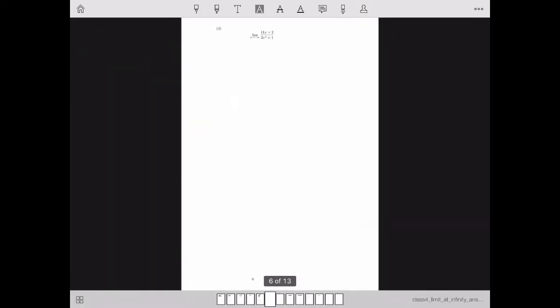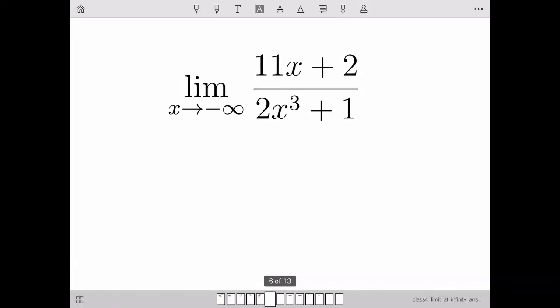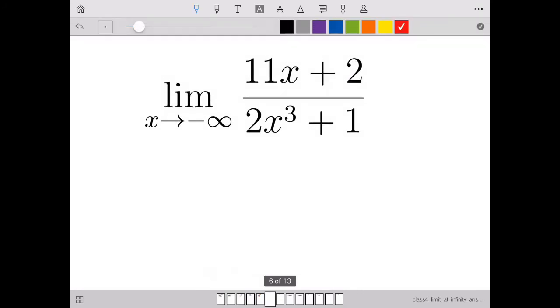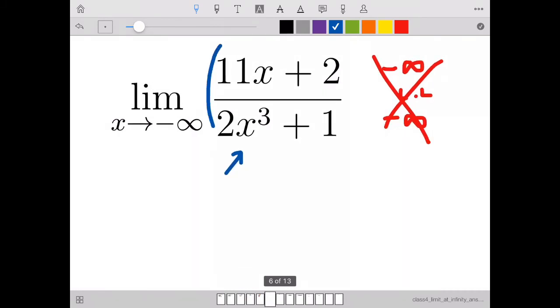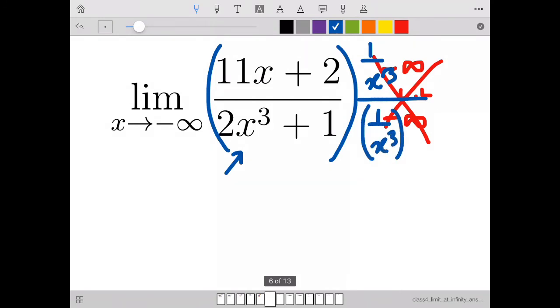Next. So as it is, the numerator approaches minus infinity, denominator approaches minus infinity, so you cannot use limit law as it is, right? So divide by highest power. What's the highest power? Yes, x cubed is the highest power. So divide top and bottom by that. So 1 over x cubed over 1 over x cubed. And then distribute.